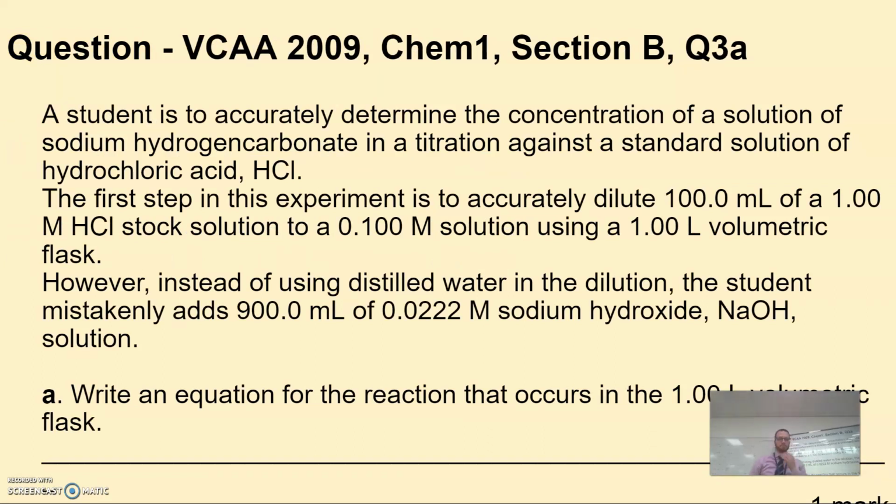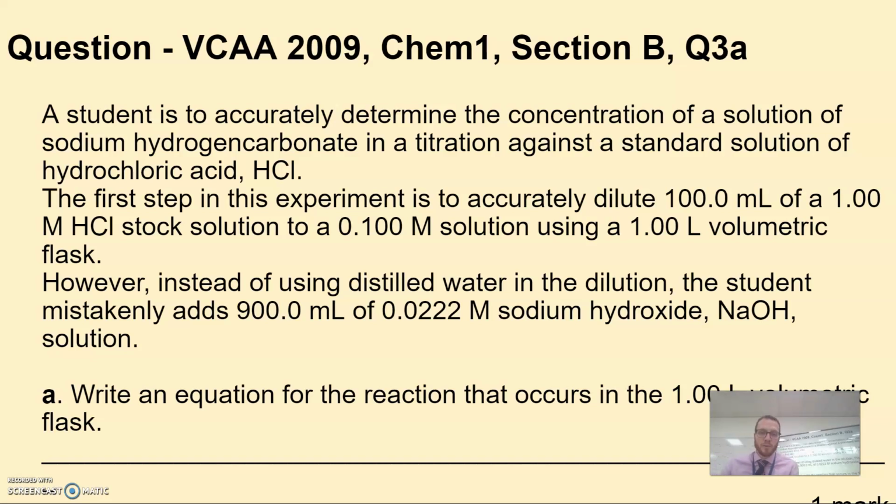BCAA question 2009. A student accurately determines the concentration of a solution of sodium hydrogen carbonate, or bicarbonate as it's also called, in a titration against standard solution of hydrochloric acid, HCl. What's a standard solution? Thank you. Is HCl a primary standard? No. So we would standardize it against a primary standard. Yeah? Cool. First step in this experiment is to accurately dilute 100 ml of a 1 molar HCl stock solution to 0.1 molar using a 1 litre volumetric flask. So we're diluting by a factor of 10.